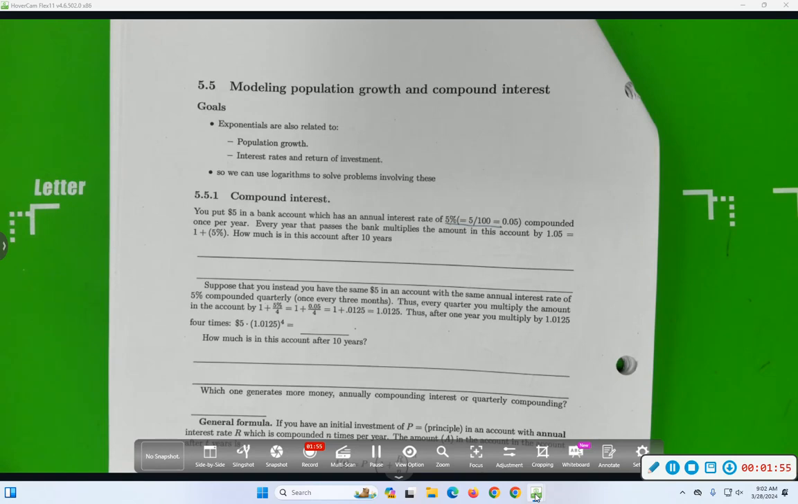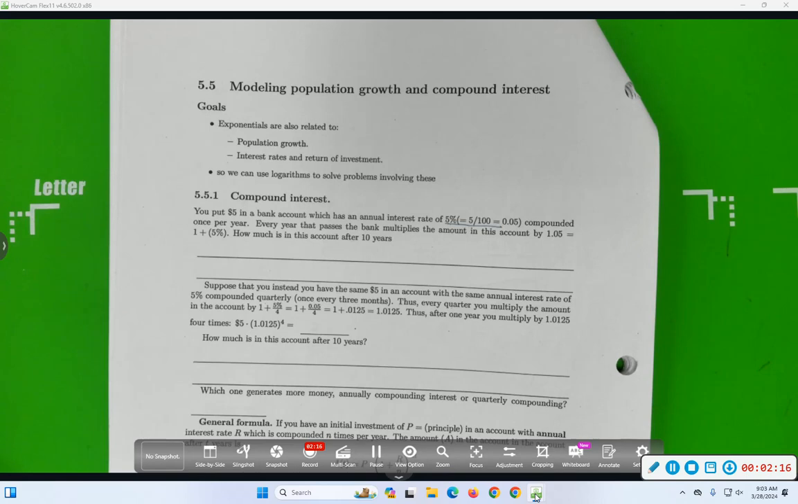So what does that mean? That means the bank's going to hold that money, the bank's going to do whatever it is that it does with that money. And then in exchange for letting the bank keep your money for a year, it is going to multiply the amount of money you have in the bank account by 105%. The original money you had plus an extra 5%.